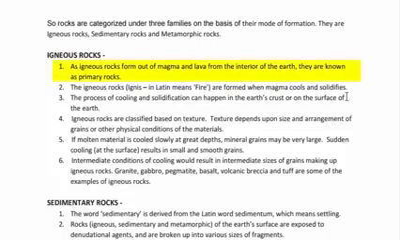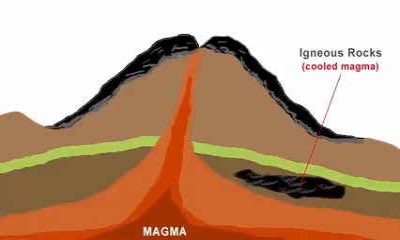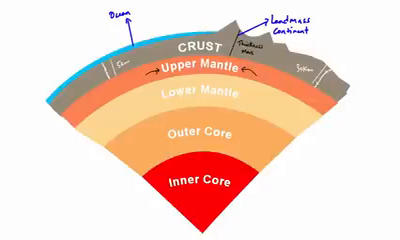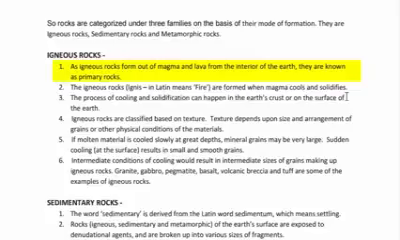So, the first one is igneous rock. Now, igneous rocks are formed out of magma and lava from the interior of the Earth. Magma is also called molten rock, and it is found in the mantle of the Earth. If you remember the picture showing the different layers of Earth, the mantle is filled with magma, and when magma comes out of the surface, it cools down and becomes solid. That's how igneous rocks are born.